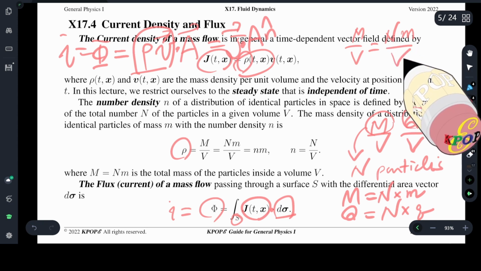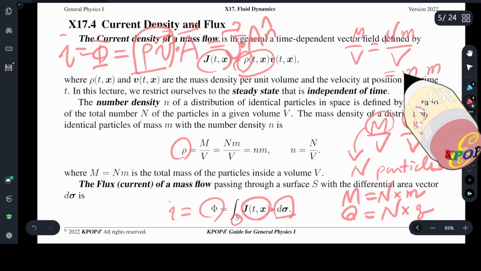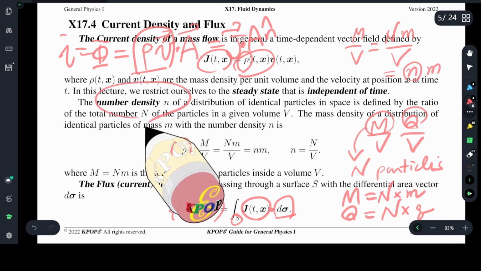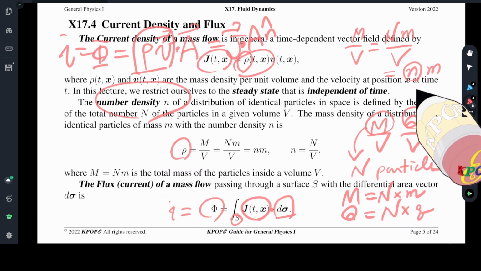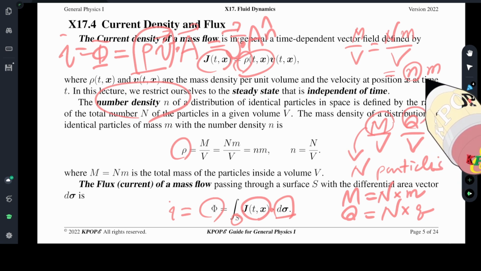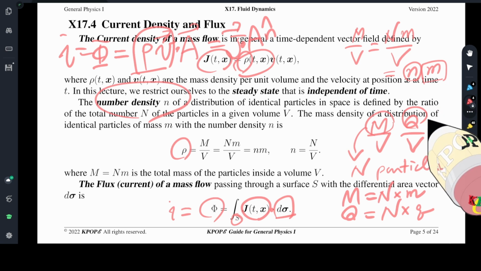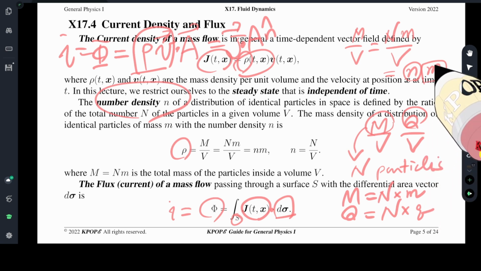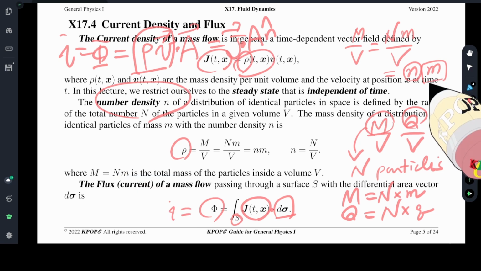The number per volume is called small n, and small n is called the number density. So if the number density is known, then I can multiply by the elementary particle's mass or charge to have a density for the charge or density for the mass.